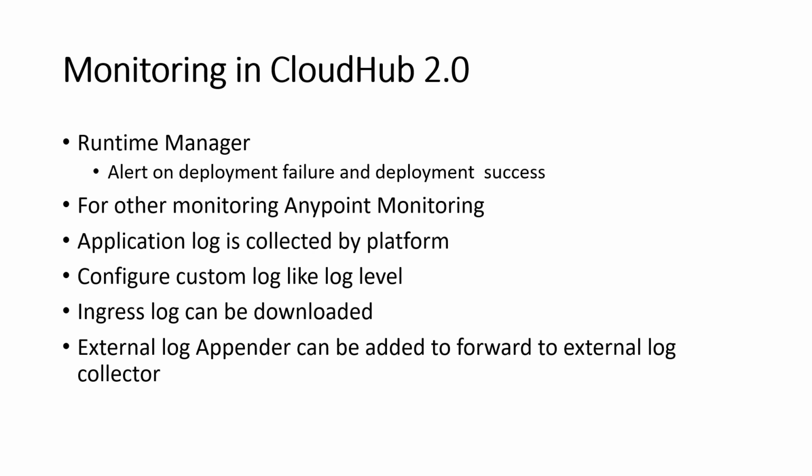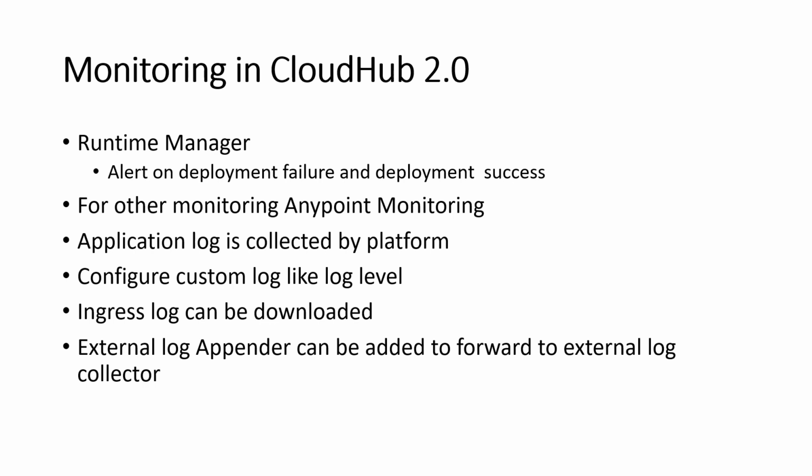CloudHub 1.0 does not support downloading the load balancer log, but in CloudHub 2.0, you can download the load balancer log. That means you can download the ingress log. In CloudHub 2.0, you can send the log to an external system. You do not have to create a support ticket to disable the CloudHub log. You can add a log appender in log4j, and you can forward the log to an external collector. Like you can forward the log to Splunk by adding the Splunk appender.